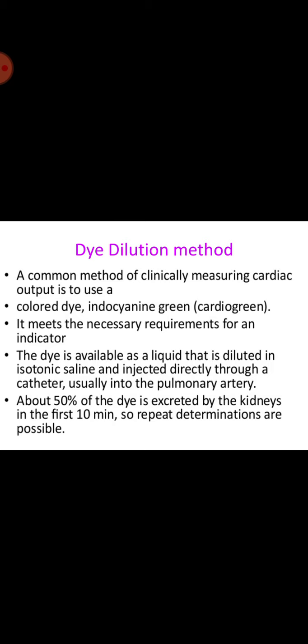A potentiometer records the amplified signal on a 200 mm wide recording paper with a speed of 10 mm per second. The dye is available as a liquid that is diluted in isotonic saline and injected directly through a catheter, usually in the pulmonary artery. About 50% of the dye is excreted by the kidneys in the first 10 minutes, so repeat determinations are possible.